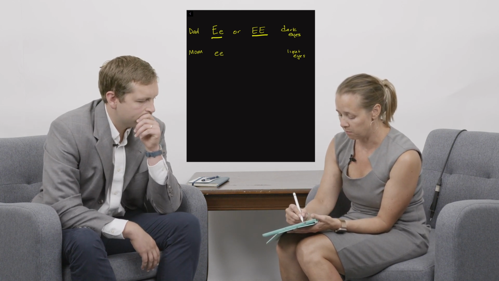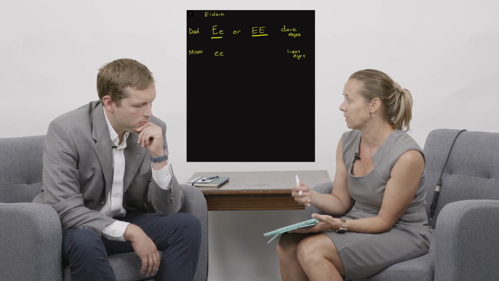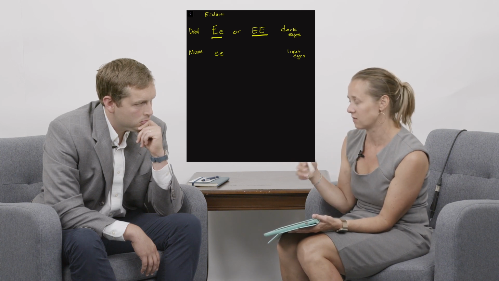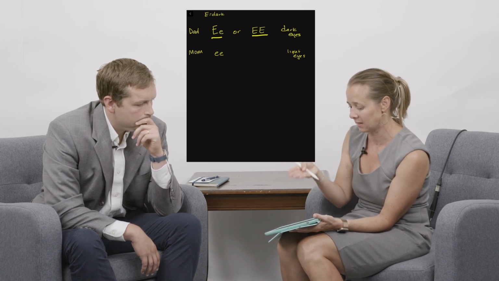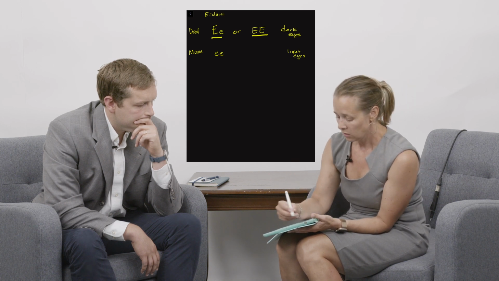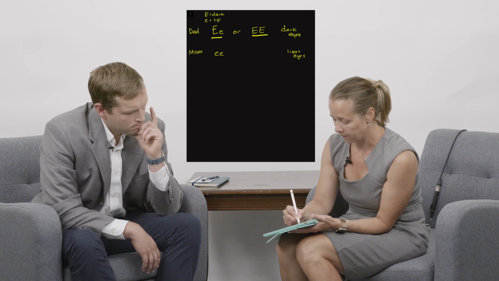The key is the big E is going to be dark eyes, and that's going to be dominant. We use a big letter because it's like dominating over. Now, we talk about it hiding the recessive, but that's not actually what happens. It's just that it has the protein that's going to allow that trait to happen. So you've got big E is going to be dark, little e is going to be light.